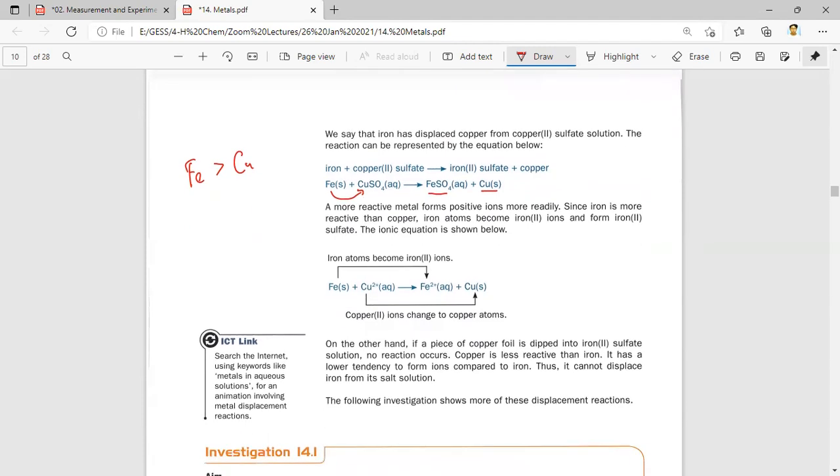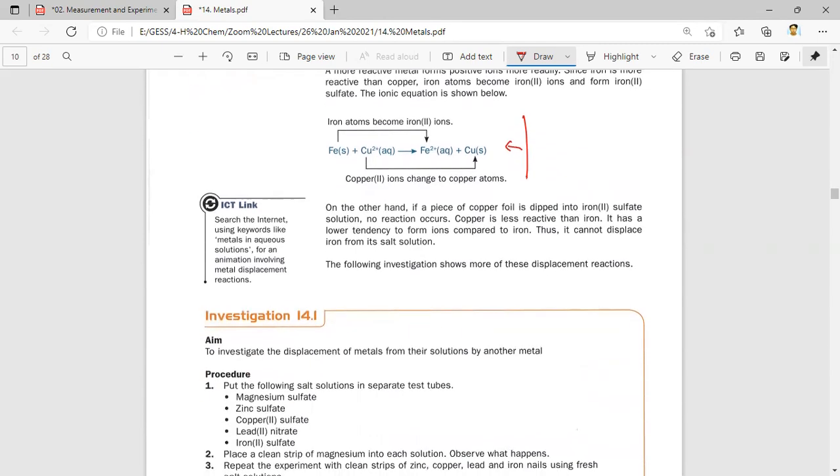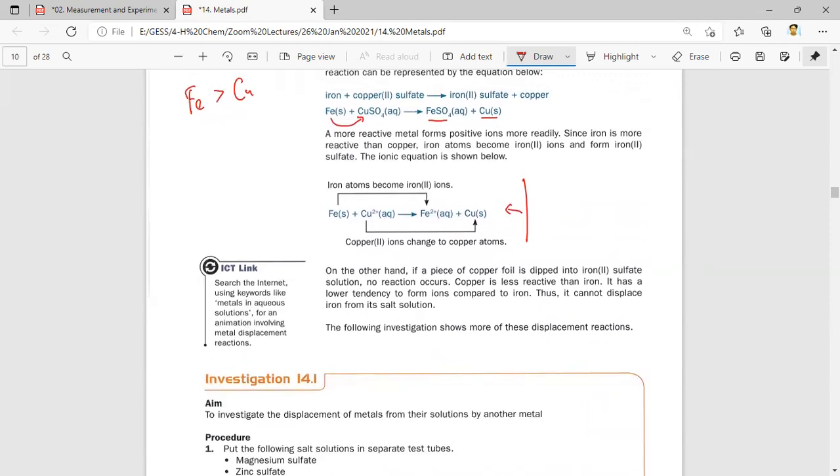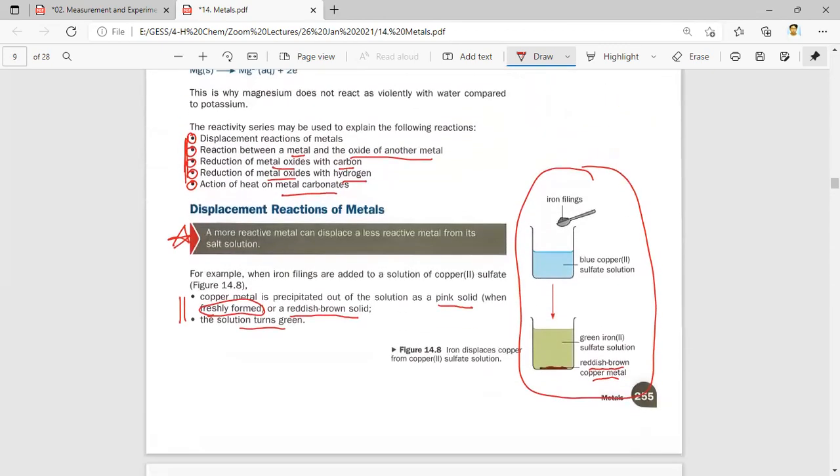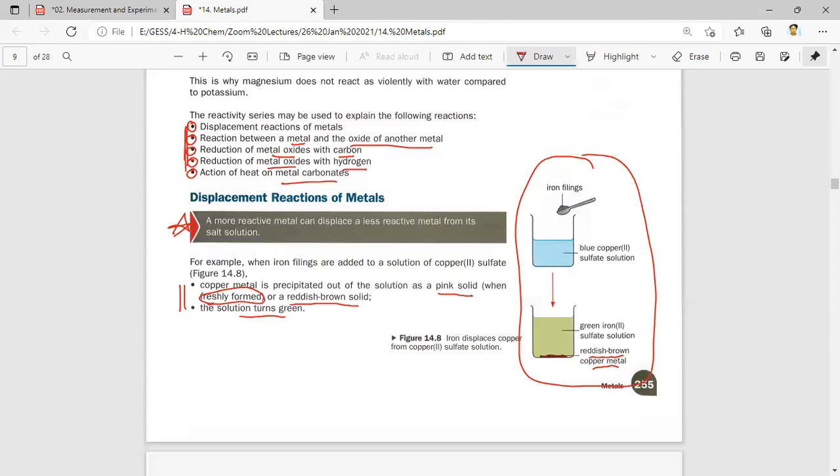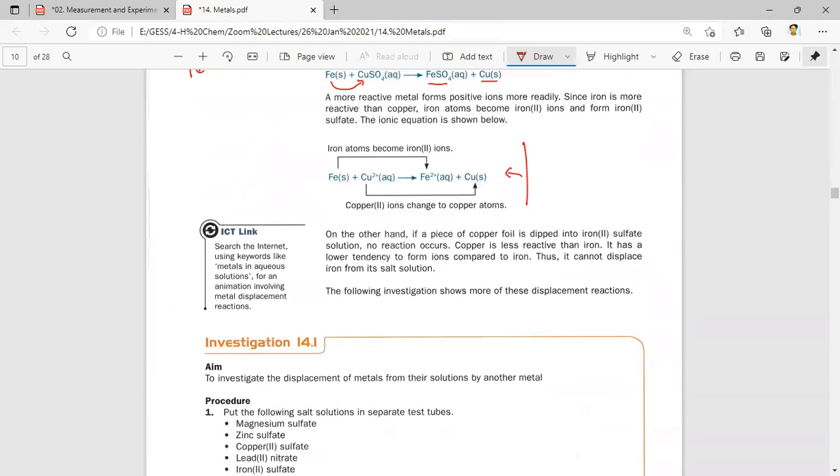In terms of the ionic equation, this is it. You don't need to memorize it. If you are very good at forming equations, you don't need to memorize ionic equations; you can just do it on your own. Now, if the reaction is reversed, it will not happen because copper is less reactive than iron. Take note: if you put copper in iron 2 sulfate solution, there will be no reaction. This is what this part here is trying to say.